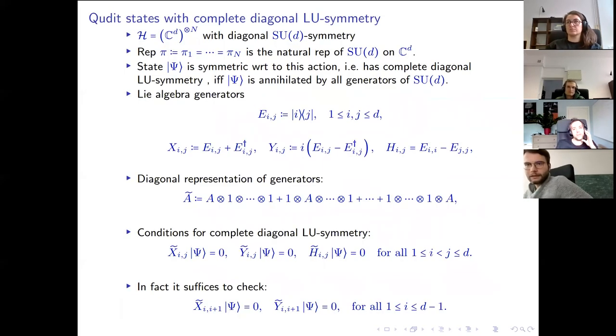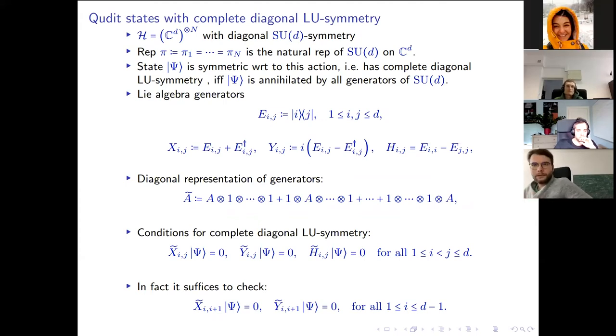But let me skip it and move to the applications, because we don't have much time. So the first application is to obtain qubit states with complete diagonal LU symmetry. So what is the complete diagonal LU symmetry?